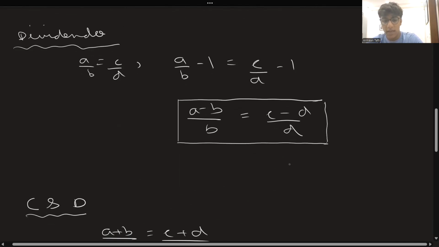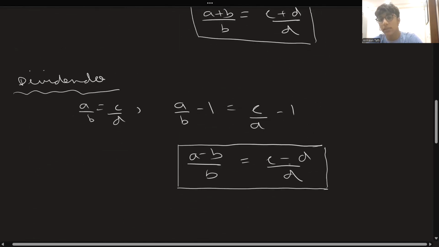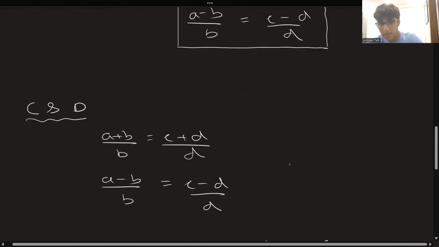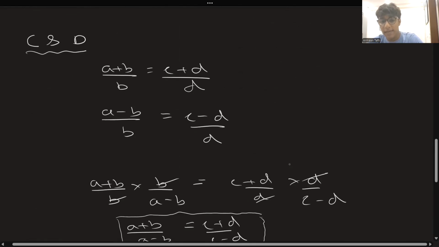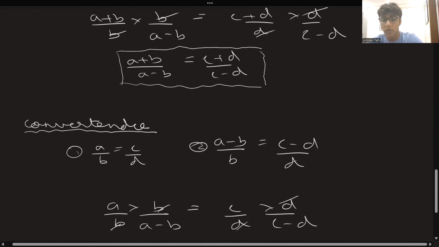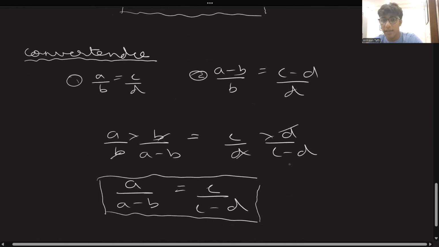Componendo is adding. Dividendo is the same, just with a subtraction sign: A minus B by B equals C minus D by D. Componendo and dividendo, that's both plus and minus: A plus B by A minus B equals C plus D by C minus D. And convertendo is just a reciprocal of dividendo, if you want to think about it that way: A by A minus B equals C by C minus D.